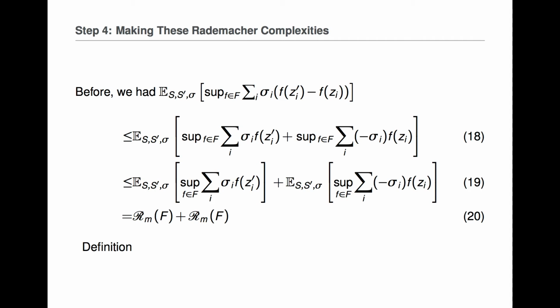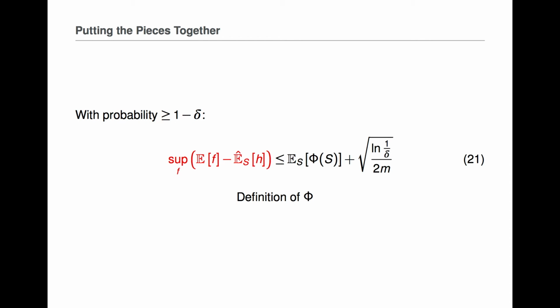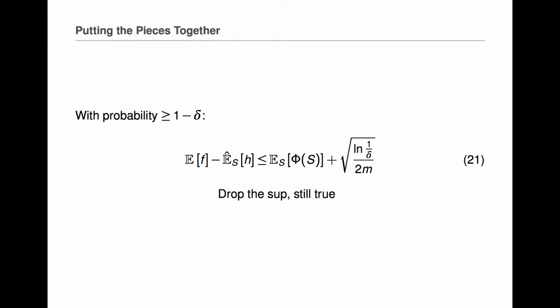Okay, so that's the final step, and hopefully you haven't gotten lost, and you'll remember each of these components as we put them together into our final proof. The first step was using McDiarmid's inequality to write out this inequality in terms of the expectation. And we defined phi in such a way that it was the difference between the true expectation and the empirical expectation on a particular set. So this is just the definition of phi. If we drop the sup, this is still true.